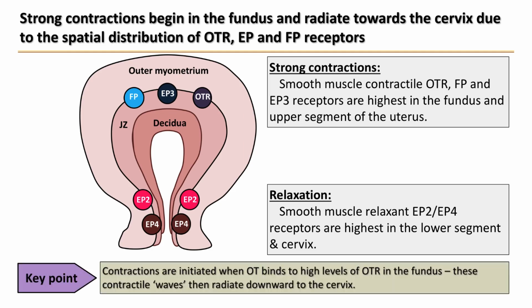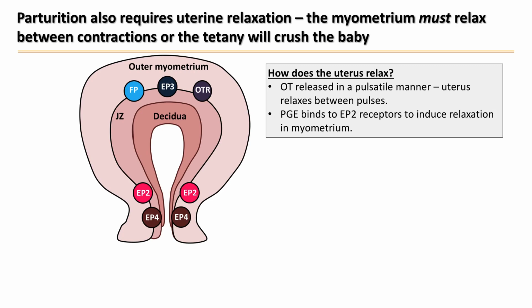birth canal. Okay. Recognize that contractions are thought to be initiated when oxytocin binds to high levels of OTR in the fundus. There does appear to be a threshold. And these contractile waves then radiate downward towards the cervix. These contractile waves will increase in both frequency and amplitude, i.e., the contractions are coming closer together. And recognize that not only do we need relaxation of the lower segment and cervix, but the entire uterus must relax, or that constant contractile force could crush the baby.